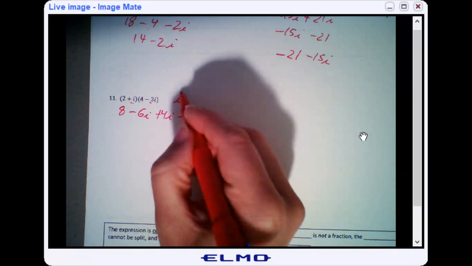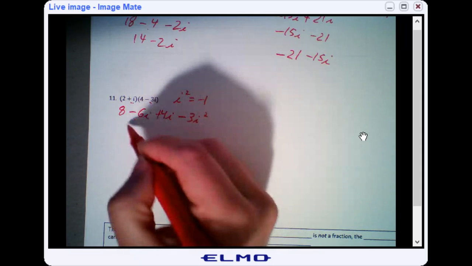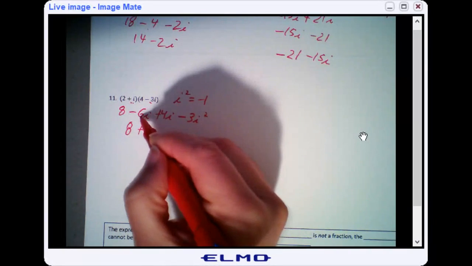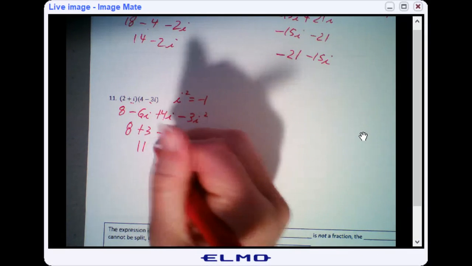I know that i squared equals negative 1. So I'm going to really have 8. Negative 1 times negative 3 is plus 3. Negative 6i plus 4i is minus 2i. That's going to give me 11 minus 2i.